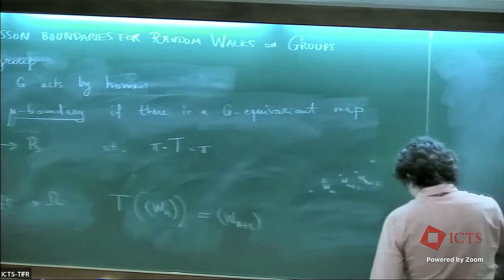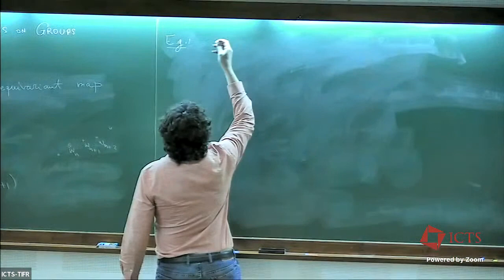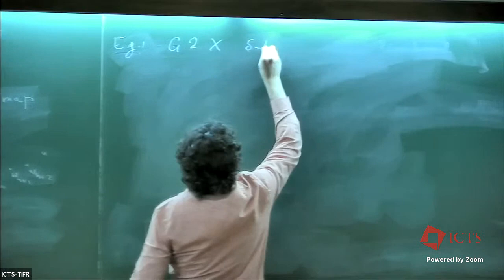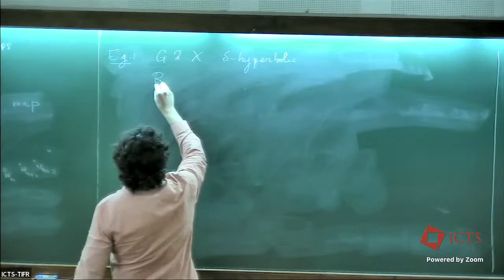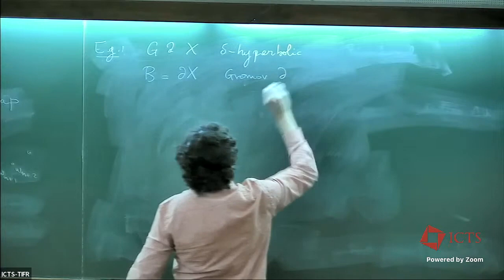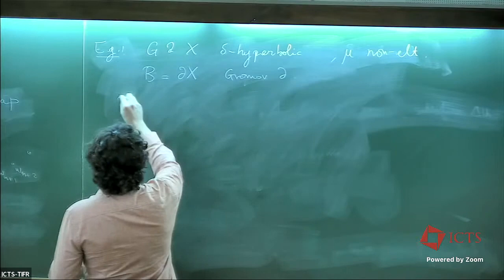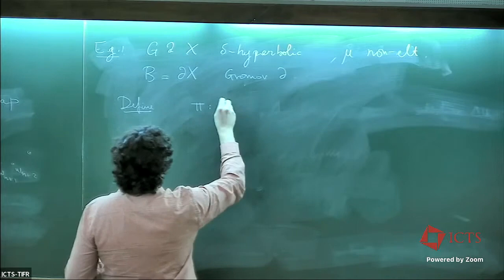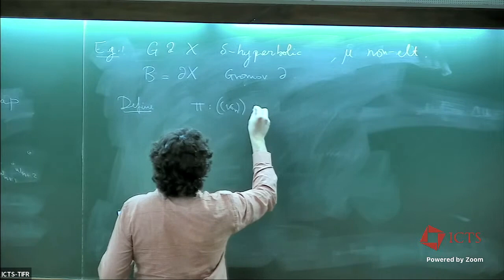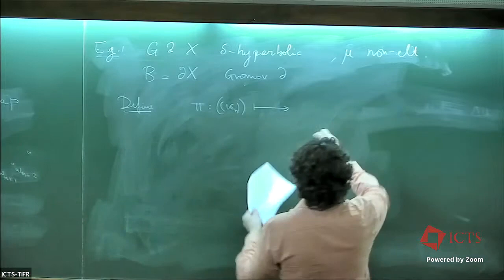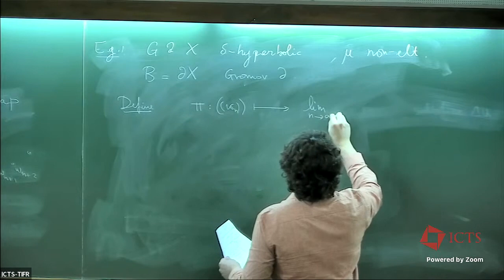So our main example is that G acts on X, delta hyperbolic, for instance hyperbolic space. So we can take B, the Gromov boundary. And again, we have mu non-elementary, so we know that the random walk will converge almost surely. And so we need to define this map pi, which maps a sequence Wn to a point in the boundary. Well, what would you think it is? It's the limit point. So we define the map which maps the space to the limit point of Wn.